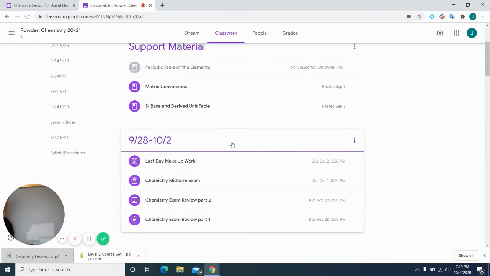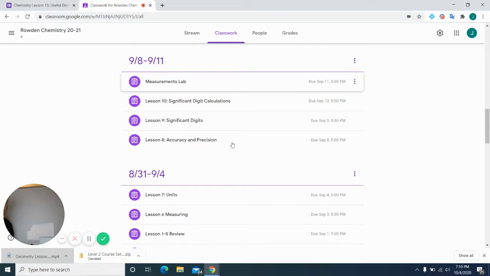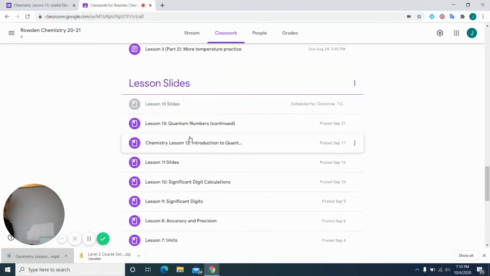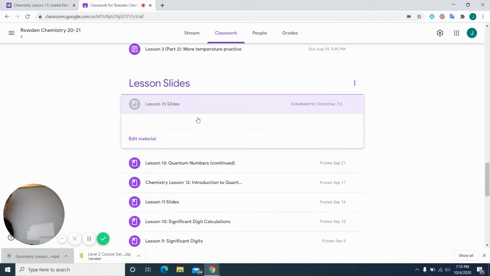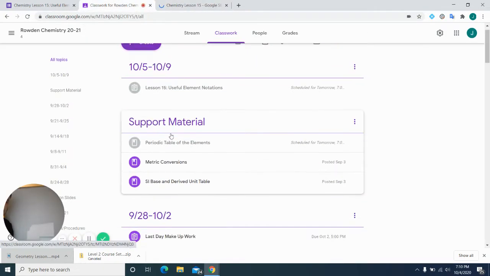All right, everyone, we're going to look at chemistry lesson 15. So I've done something a little different with things. I made it so there's a whole section just for lesson slides, so you can go here to look at the slides I've prepped for this lesson. And then also I have a separate area for support material.